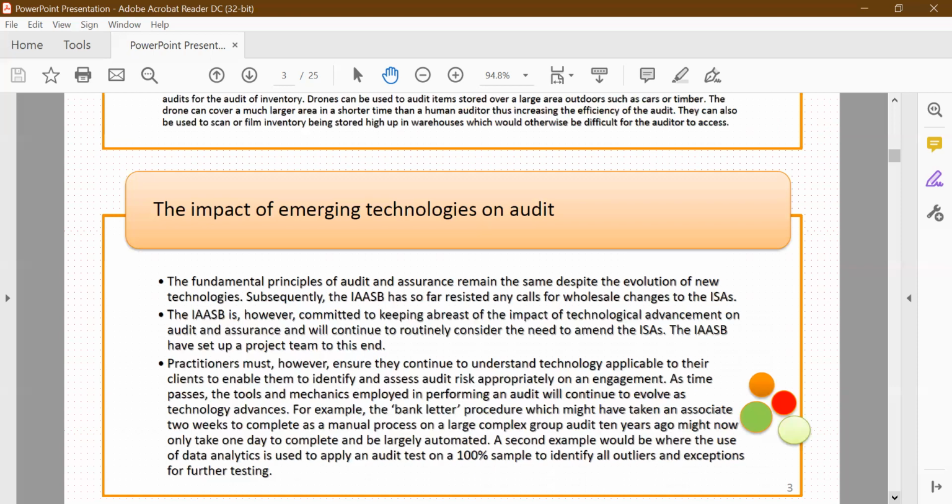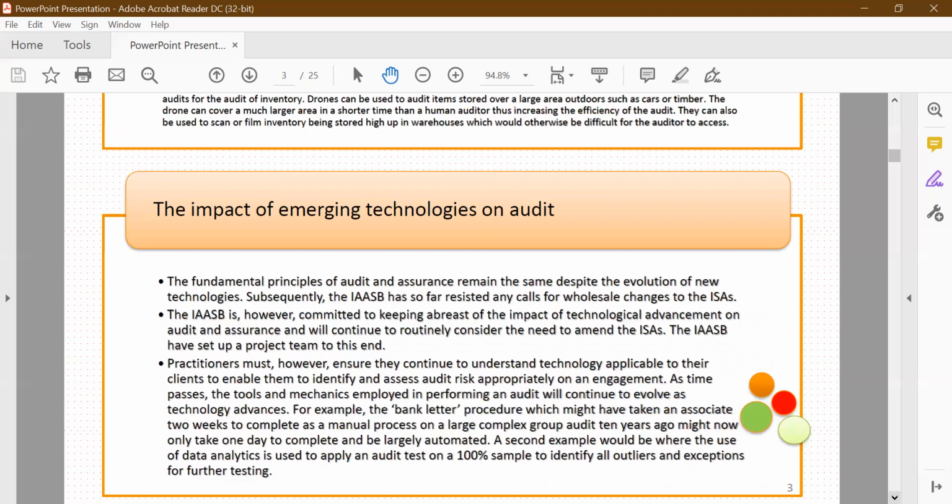And so it's important to know that as time goes on and technology becomes more and more advanced, the tools and techniques employed in performing an audit will also evolve. You know, ages ago, a lot of things were manual. When you are doing audit, it's very, very manual. But as things began to improve, the audit procedures, the audit tools and techniques began to also change.